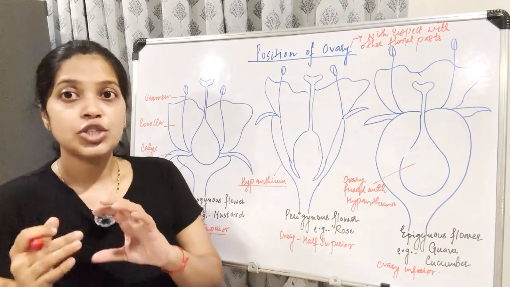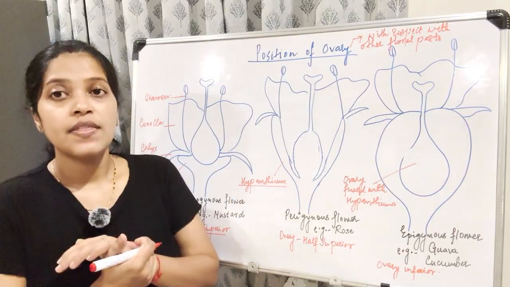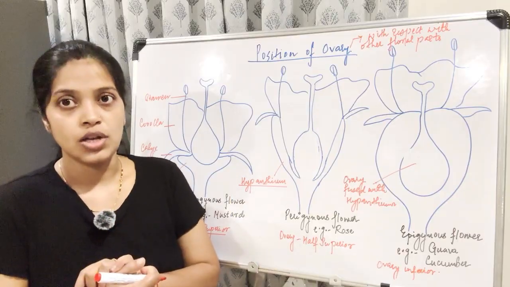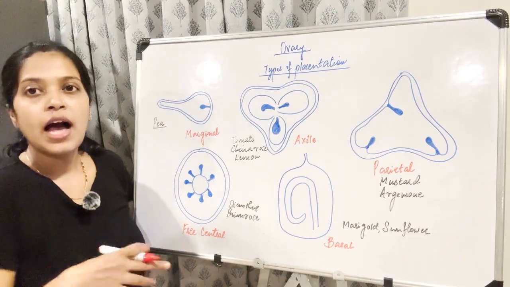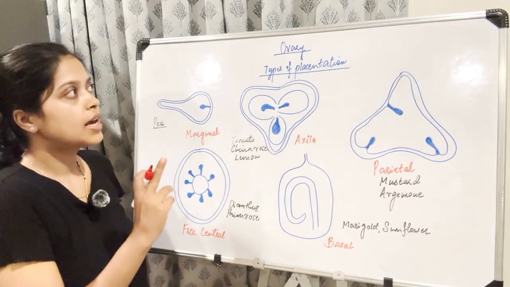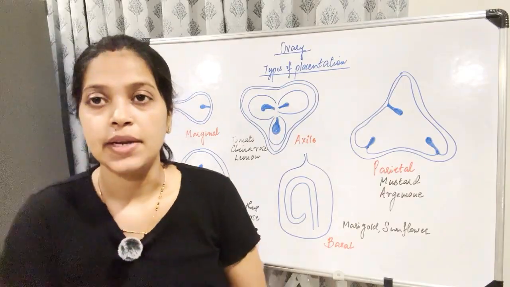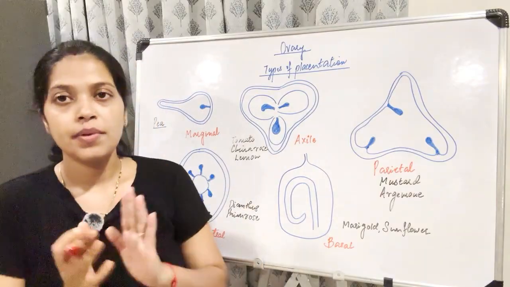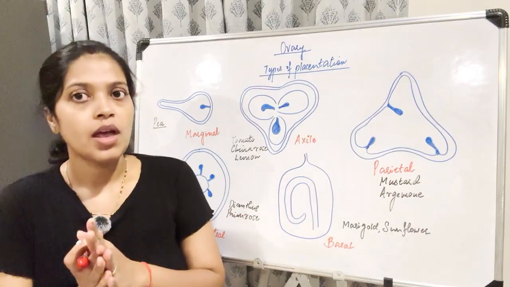Based on the arrangement of ovules within an ovary, there are different types of placentation. So we'll talk about that. Here I have made the different types of placentation. First understand, or I'll repeat, the ovary, after fertilization, forms the fruit.